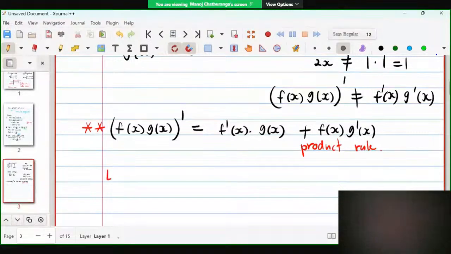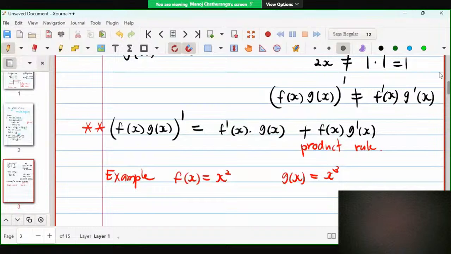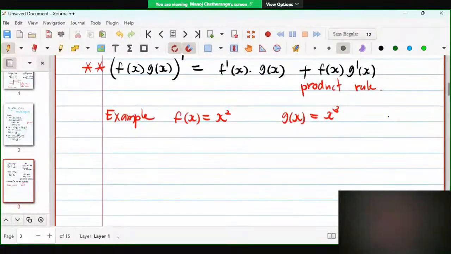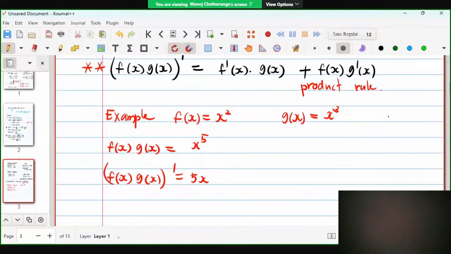For example, let me say f of x is x squared and g of x is x to the third. Then f of x times g of x, we multiply these two and we get x to the fifth. Then the derivative of the product: the derivative of x to the fifth power is 5x to the fourth power.